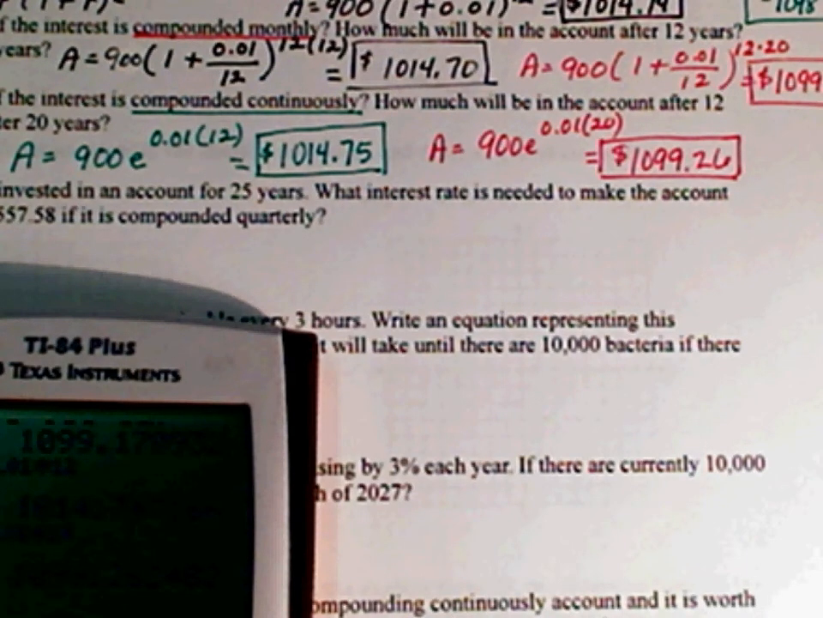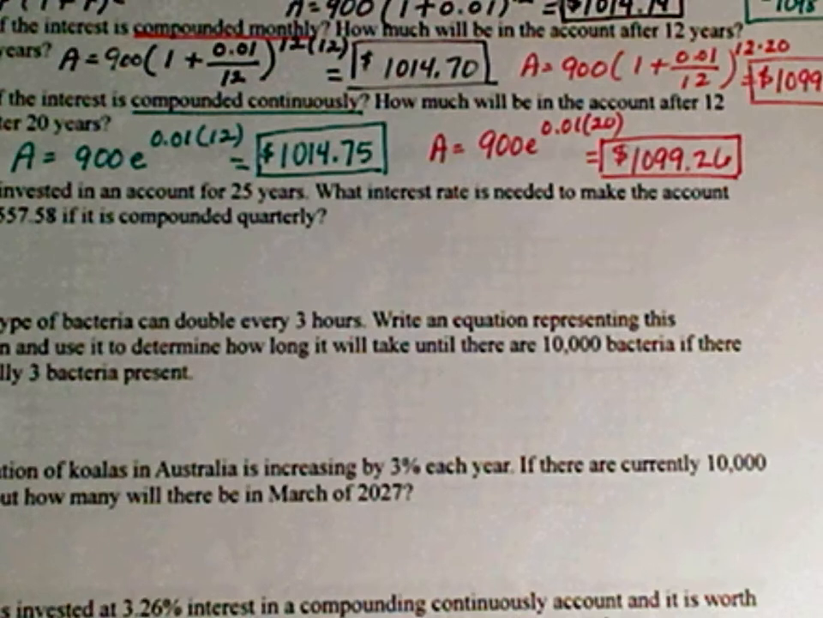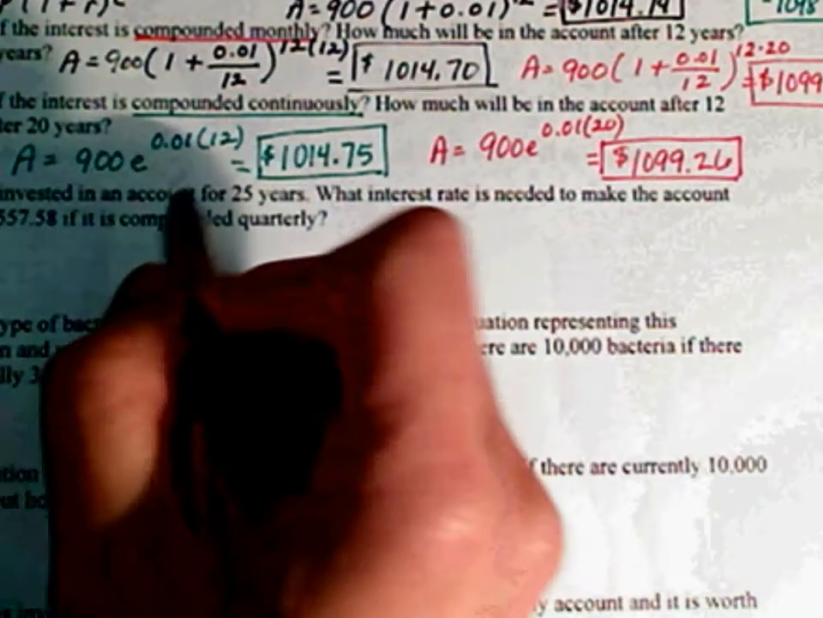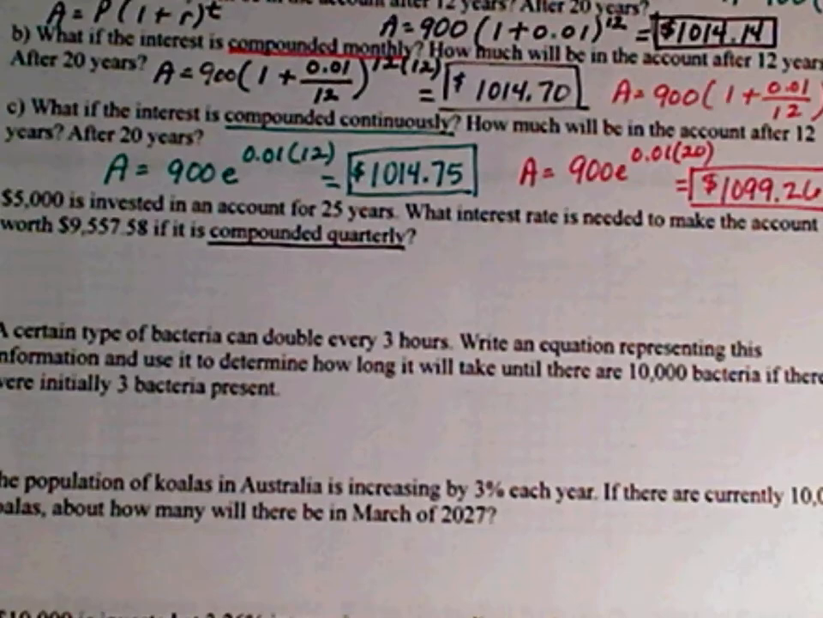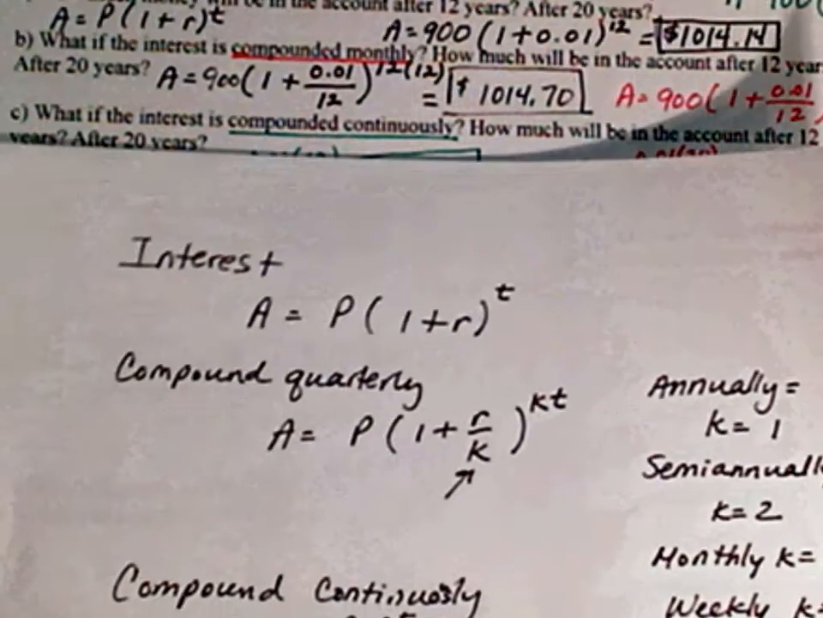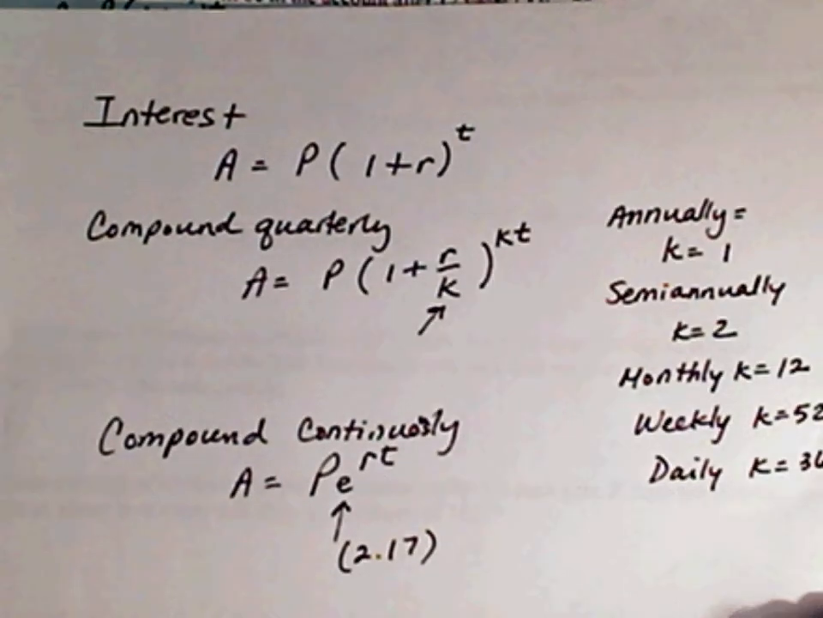Okay. Let's look at number 5. Number 5 says, 5,000 is invested in an account for 25 years. What interest rate is needed to make the account worth $9,557.58 if it is compounded quarterly? What's the key word here? Quarterly. So which equation am I going to use? Which formula? The first, the second, or the third? Second. So we're going to use this one right here.